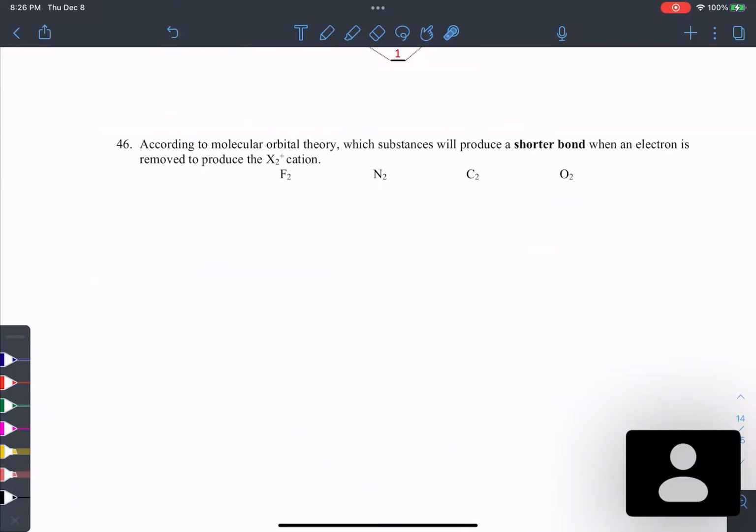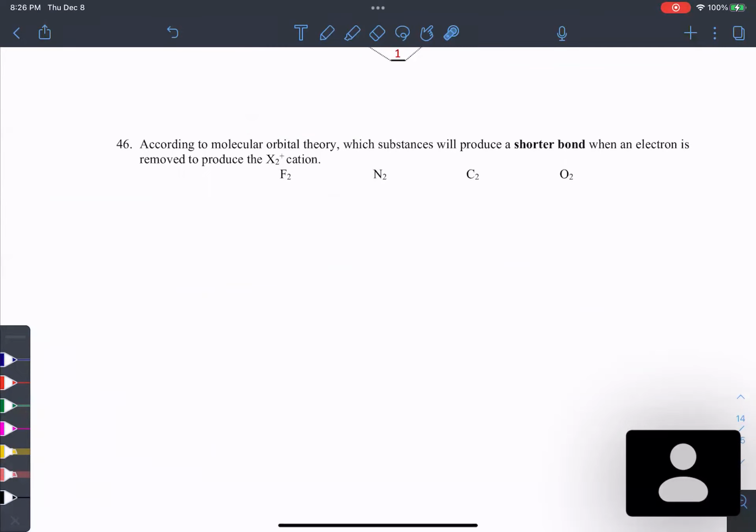All right, so for 46, yeah, if you're leaving, that's fine. Just be quiet and be respectful to your classmates who still want to learn. Thank you. Okay, all right, or stay, whatever. Okay. All right, yeah, 46.